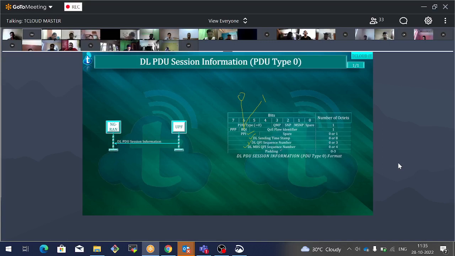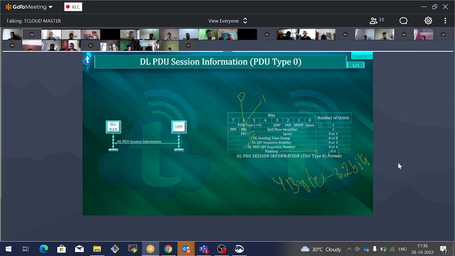And now, there is this padding of size 0 to 3 bytes. It could be 0 bytes or up to 3 bytes maximum, in order to make this packet size 4 byte aligned or 32-bit aligned. So this PDU session information always must be 4 byte or 32-bit aligned. If the data you packaged is not in multiples of 4 bytes or multiples of 32 bits, then you have to attach some number of bytes of padding in order to make it that particular size.